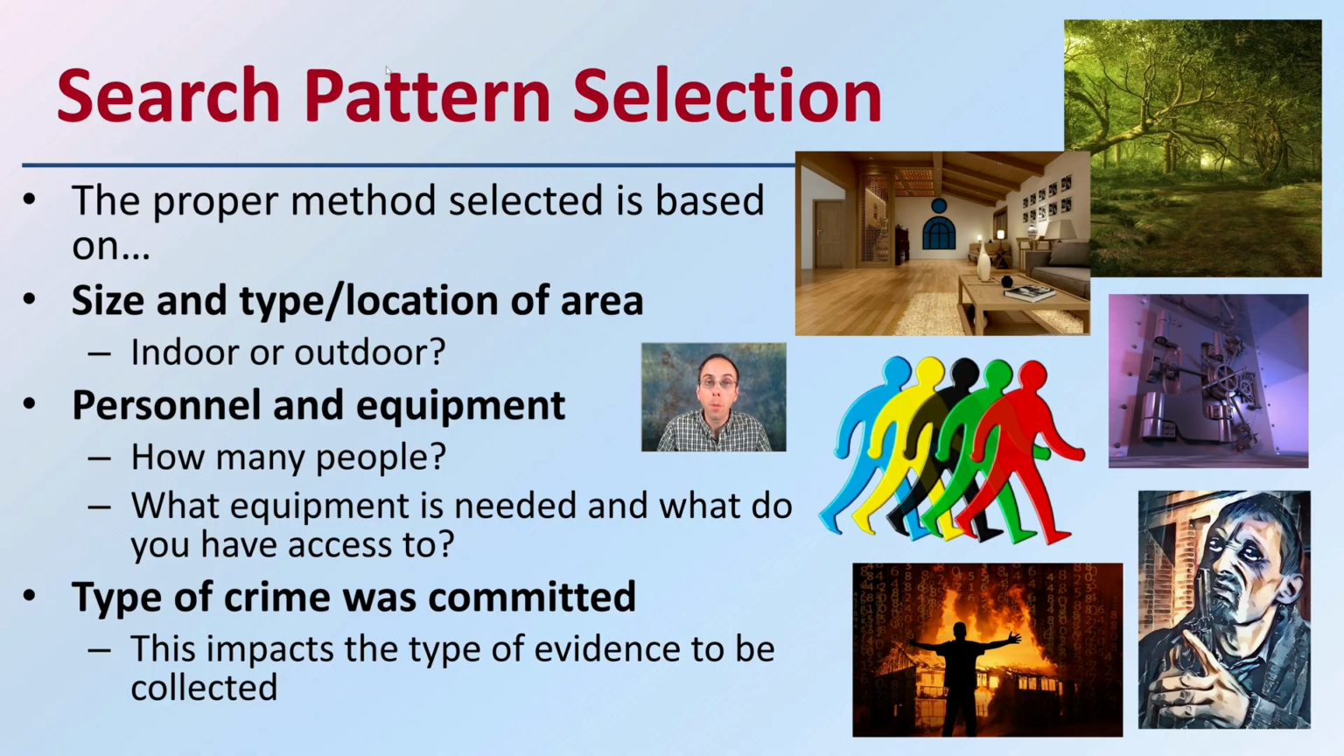The type of crime that was committed, if we can establish that or have an idea of that early on, can impact the type of evidence that's going to be collected, and that can also influence what pattern you choose so you can be most effective.